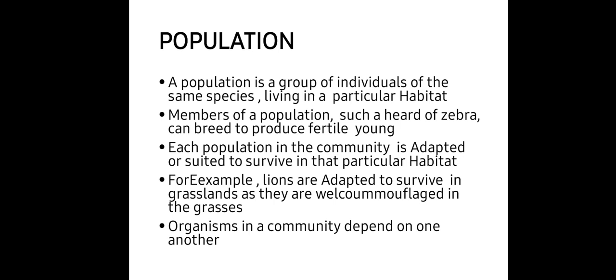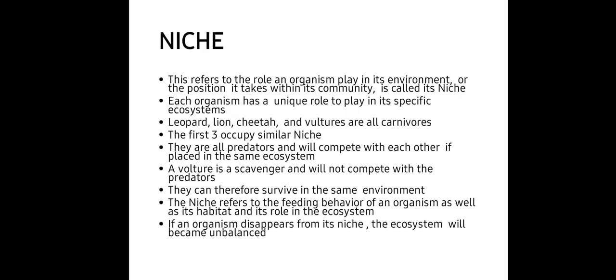Population. A population is a group of individuals of the same species living in a particular habitat. Members of the population, such as a herd of zebras, can breed to produce fertile young ones. Each population in the community is adapted or suited to survive in that particular habitat. For example, lions are adapted to survive in grasslands as they are well camouflaged in the grasses. Organisms in a community depend on one another.